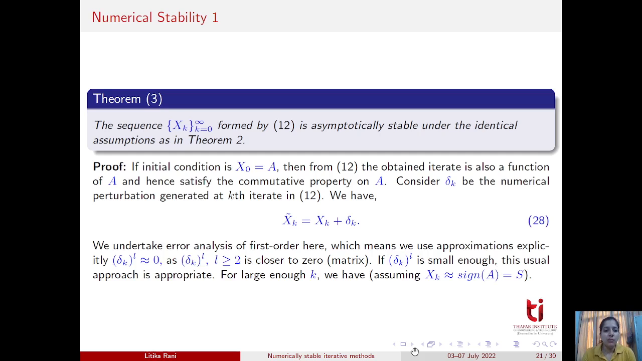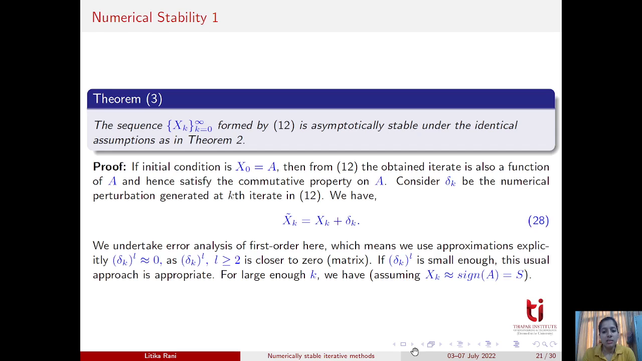Now we prove that the method is numerically stable. That means whether, under a small perturbation, the method is numerically stable or not. So for that, the sequence Xk formed by expression 12 is asymptotically stable under the identical assumptions as given in theorem 2. So if the initial condition X0 is equal to A, then from 12 the obtained iterate is also a function of A. Hence, it satisfies the commutative property of A.